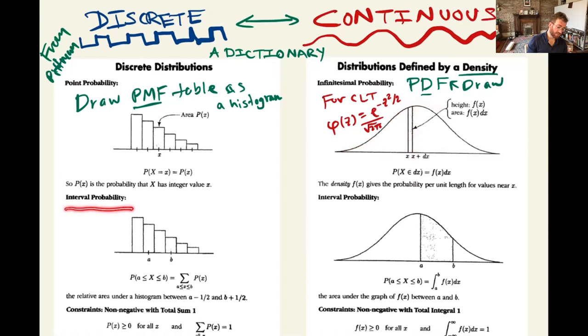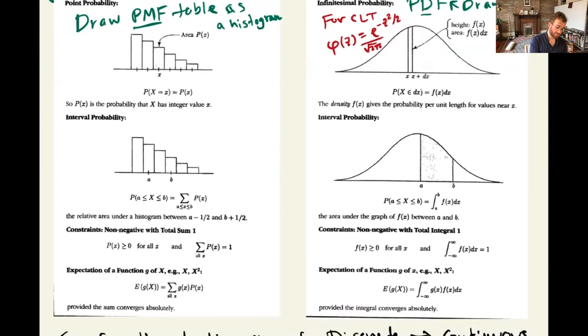Now, when we talked about interval probability and discrete probability, what we did is we basically summed up certain blocks. So if I wanted to know, say, the probability between A and B, what I was going to do is ask for the area of the sum of these blocks.